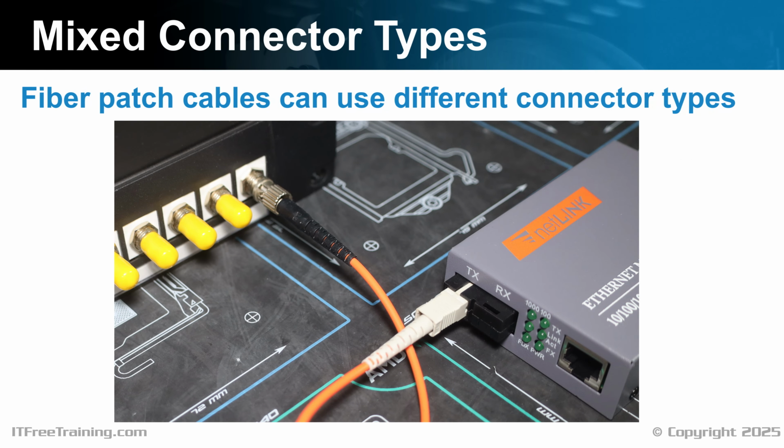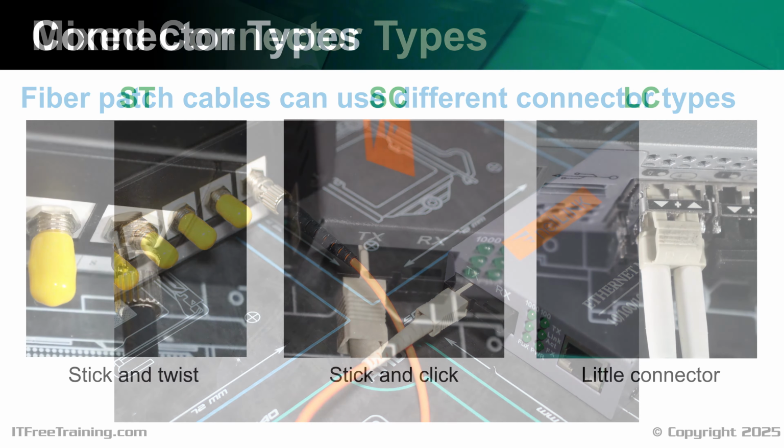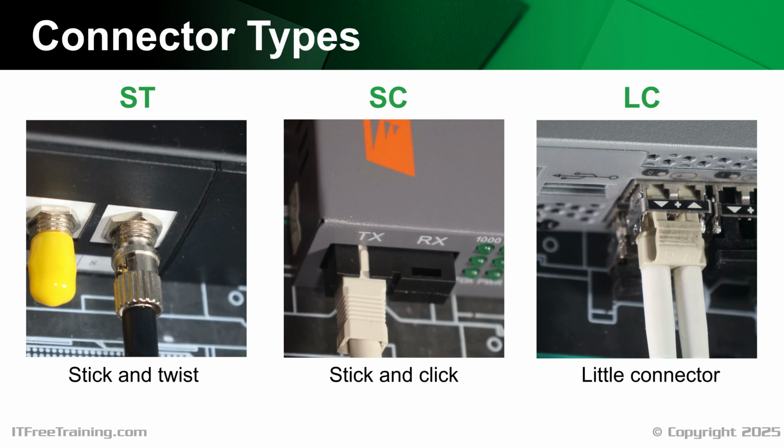Fiber optic cables can use different connector types. In this example, a fiber patch cable is used to connect an ST to an SC connector. The connector you use won't make a difference unless you are using very high-speed connections. If this is the case, all your cables will most likely be SC or LC, with LC connectors becoming the more commonly used.